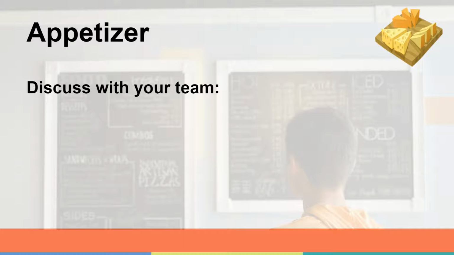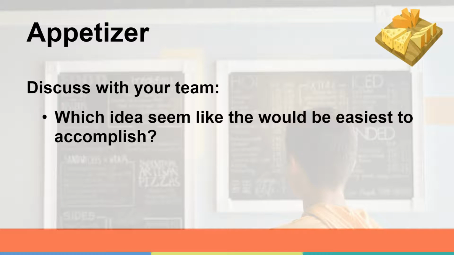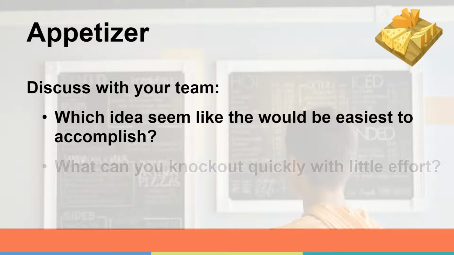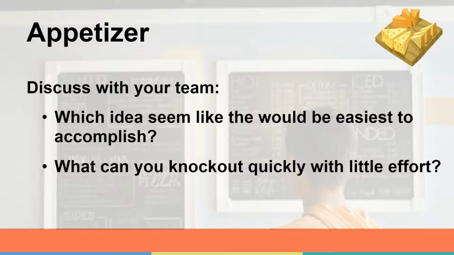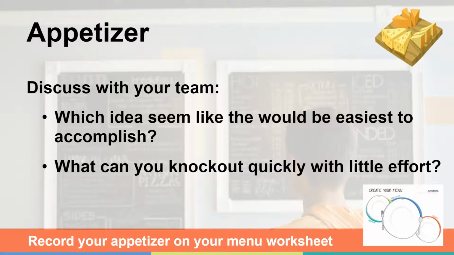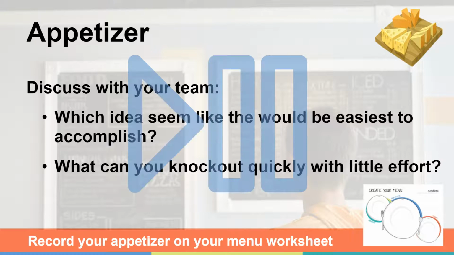Consider the improvement ideas that your team discussed. Which idea seems like it would be easiest to accomplish? What can you knock out quickly with little effort? Discuss this and record the most appealing simple idea on the appetizer section of your menu worksheet. Pause the video and resume when you're ready to move on to the main course.